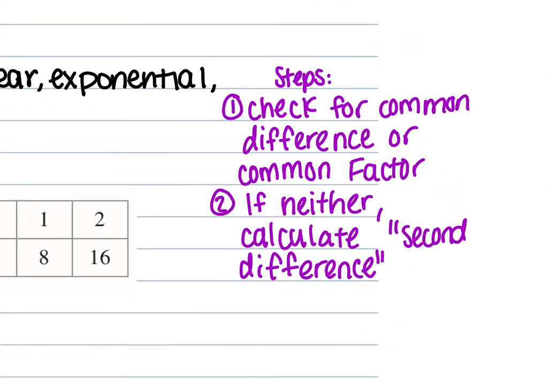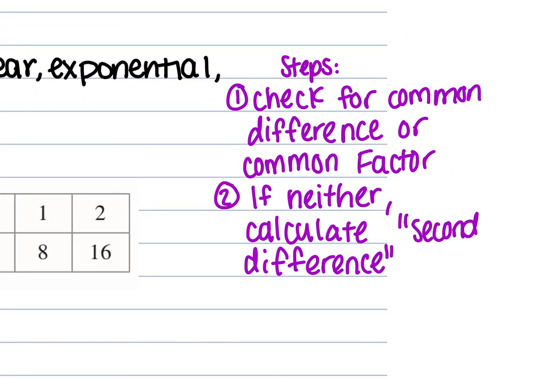Here are the steps for finding whether something is linear, exponential, or quadratic from a table. Copy these 2 steps down. Step number 1 is you check for a common difference or a common factor. That's the plus or minus, or the multiplication or division. And if it's neither one of those, then you are going to be asked to calculate the second difference to check if it's a quadratic function.